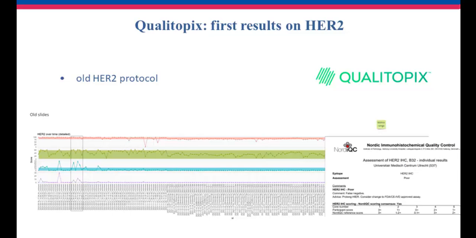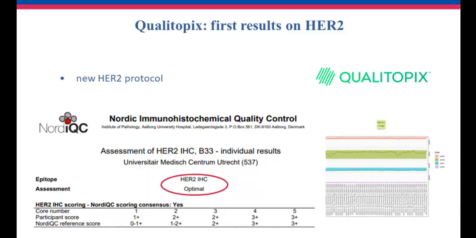So what we then did is we replaced the antibody. After that, you see that the results were much more stable, almost flat lines for the 3 plus, 2 plus, 1 plus, and 0 plus. We did the Nordic control again, and we scored optimal. So I think this shows that you can detect the problem, you replace the antibody, and then you fix the problem.